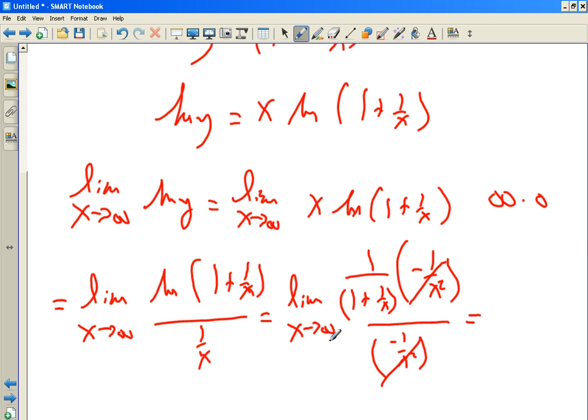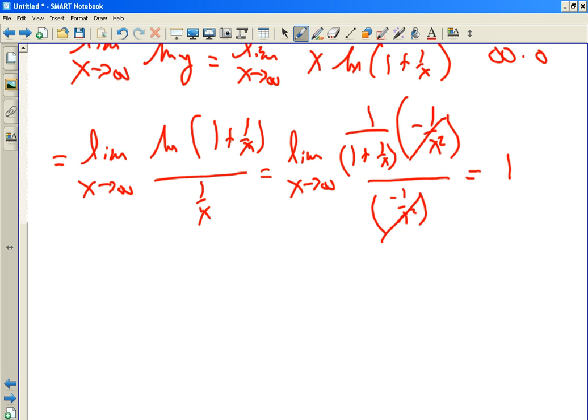It's this over 1. All right, plug it in. As x gets huge, 1 over x is 0. 1 plus 0 is 1. 1 over 1 is 1. Okay, now remember, that's the limit of ln y. We're saying ln y approaches 1 as x approaches infinity. So what does y approach as x approaches infinity? How to get rid of ln? Raise both sides as powers of e, and you get y equals e. That's it.